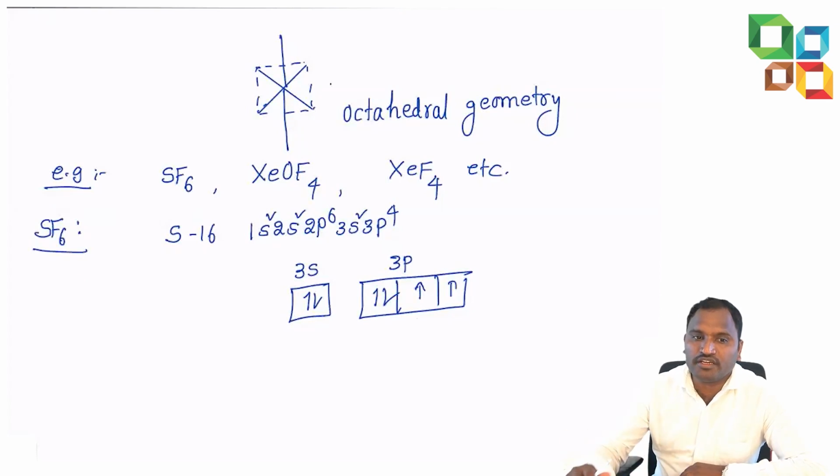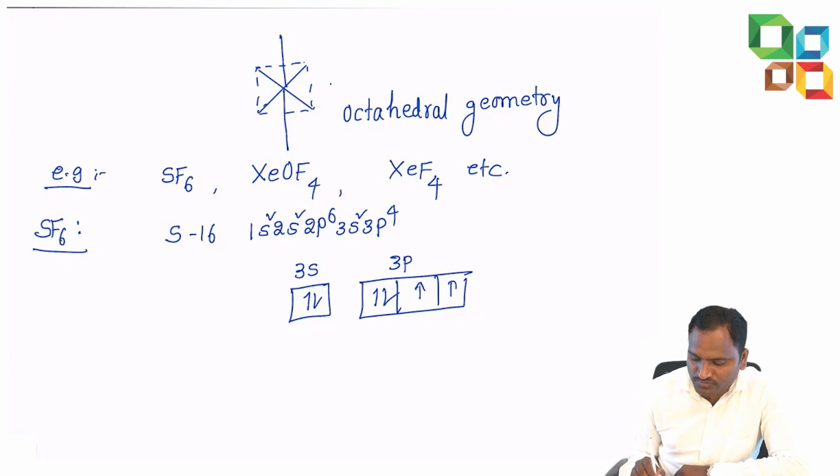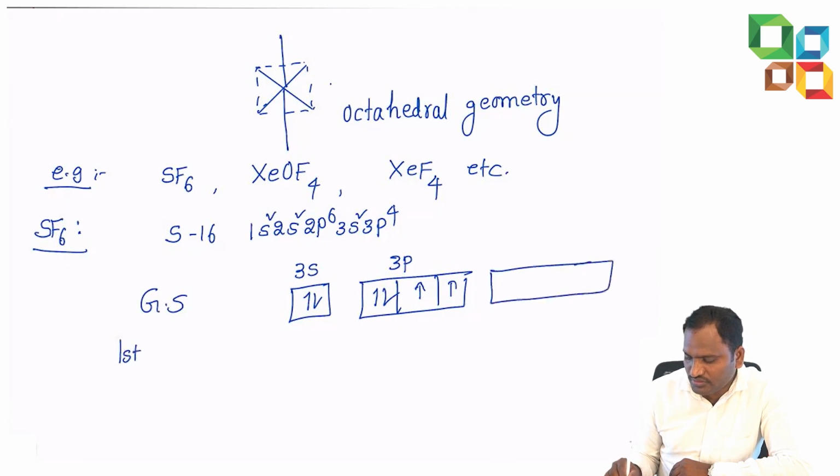How many unpaired electrons do we need here, students? 6. We need 6 because sulfur is forming 6 bonds with the 6 fluorines. So in the ground state, how many unpaired electrons did we get? Only 2. So in the first excited state, 3d will be there now, right, as it is.